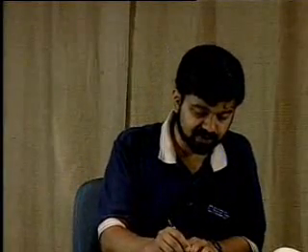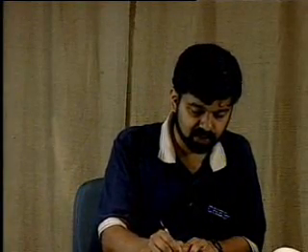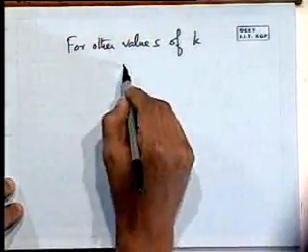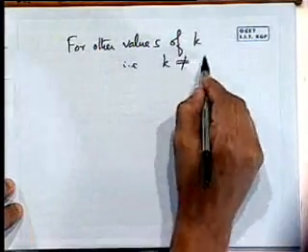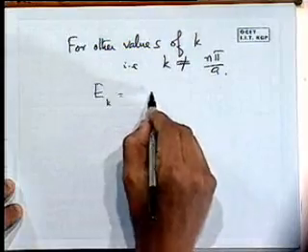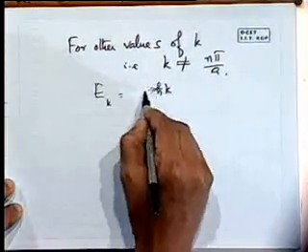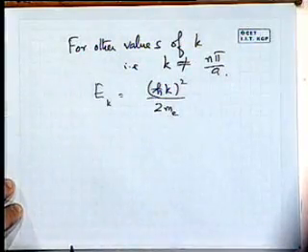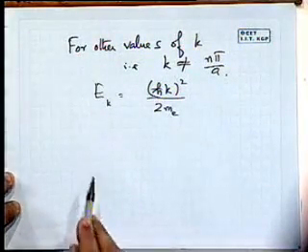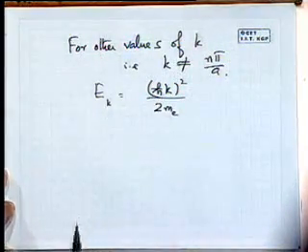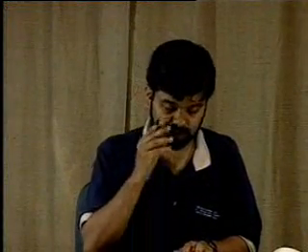For all other values of k, that is when k is not equal to n pi by a, we simply get that the energy is the kinetic energy. It's moving freely as if it is not seeing anything else there, not undergoing the diffraction. So in these cases, it is propagating through the crystal, but when it possesses a specific value of k or a specific momentum, it undergoes diffraction.